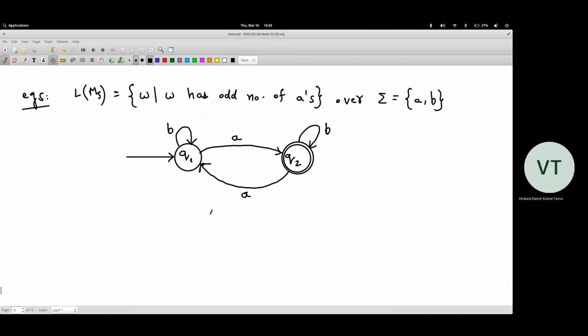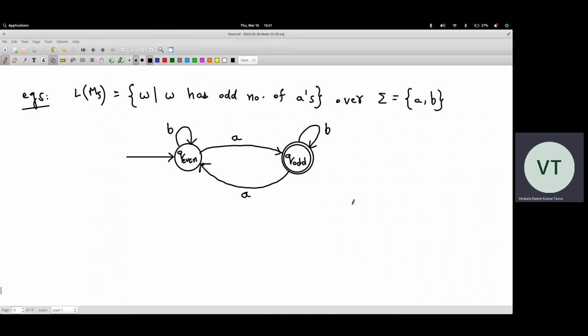Yeah, this is correct. It will be more clear to you if, instead of Q1 and Q2, I rename them as Q even and Q odd. So now it is easier for you to see. If I'm in Q even, I know that I have seen even number of A's. If I'm in Q odd, I know that I have seen odd number of A's. That's it. So it doesn't matter how many exact A's you have seen. I start with 0 A's, which means I'm in Q even. That should be my start state.